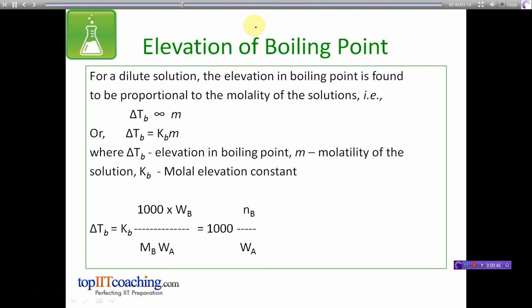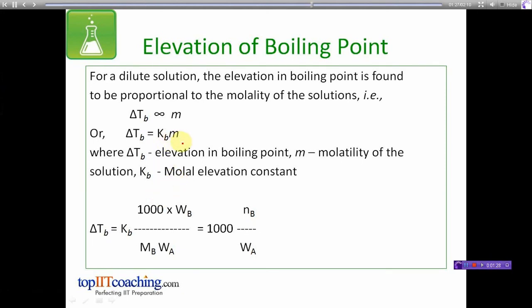Now, for a dilute solution, the elevation in boiling point is found to be proportional to the molality of the solution. So, if delta Tb represents the elevation in the boiling point and small m as usual denotes the molality, we can write that delta Tb is proportional to m, or delta Tb is equal to Kb m, where Kb is the molar elevation constant. It is also known as the boiling elevation constant. It is equal to the elevation in boiling point when 1 mole of solute is dissolved in 1000 grams of solvent. In this case, the solute is non-volatile and the solvent is volatile.